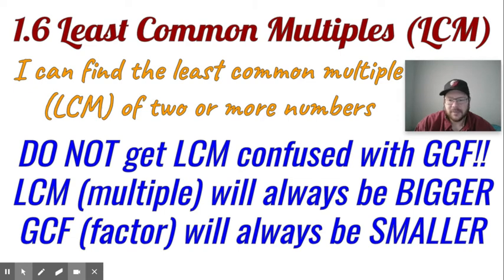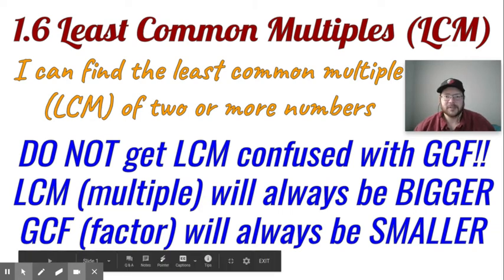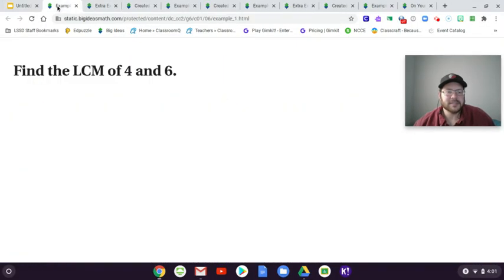Least common multiple will always be a bigger number. It's the smallest multiple between two or more numbers, whereas the greatest common factor will always be a smaller number. It is the biggest factor of two or more numbers. So that's what we're going to cover today, least common multiple. We got a couple examples.